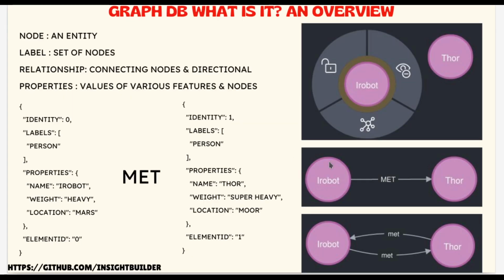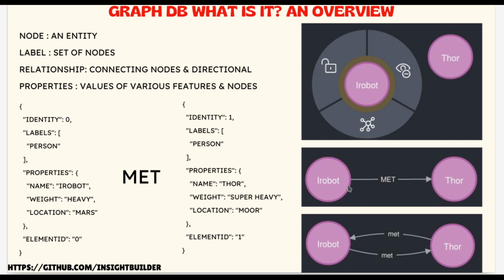An additional point I wanted to highlight is that this particular node you are looking at, this circle, contains not just the name, it contains various other properties like the weight, the location, etc. So Thor is from Moore and he is super heavy, while iRobot is from Mars and he is just heavy. These kinds of properties can be added to the nodes. Inside the table you will have a single row, right? That single row is considered as a node here. In the case of a table, you will usually have joins. That join is considered as this particular relationship.